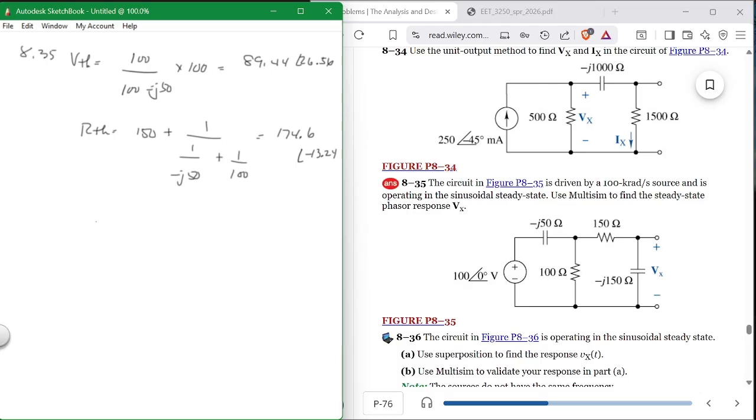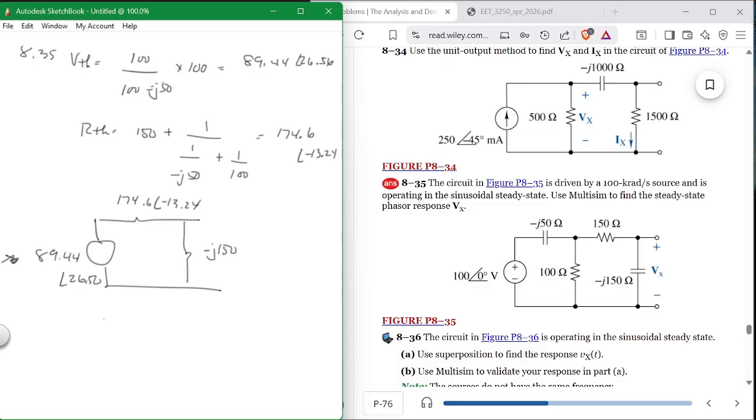So now I can reconstruct this whole thing and put my V Thevenin and my R Thevenin in here. And then I've got my final resistance at minus j150, and my resistance up here is 174.6 at angle minus 13.24. And my voltage is equal to 89.44 at angle 26.56. And I do voltage dividers. So it's minus j150 over this plus this times this.